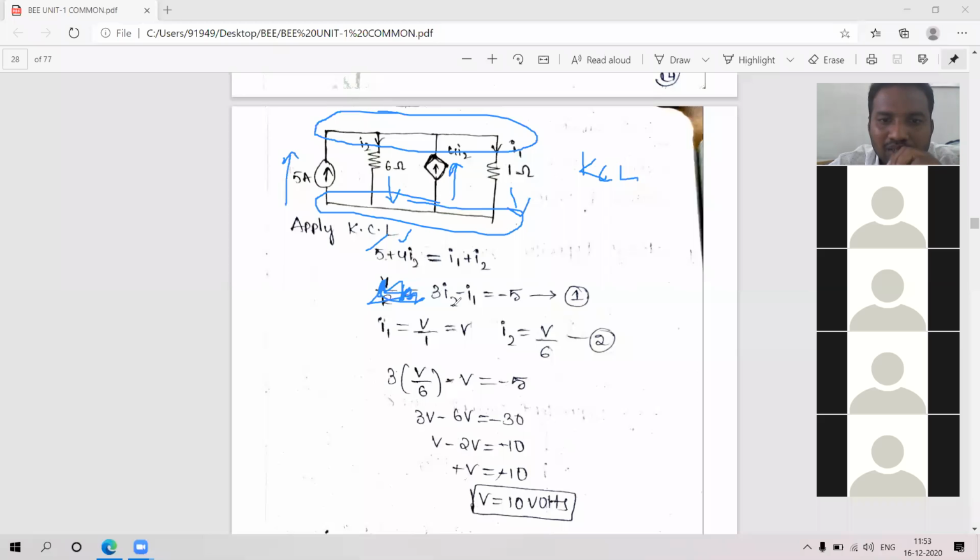Now 4I2 plus 5 on the left, and I1 plus I2 on the right. If I shift I2 to the LHS, 4I2 minus I2 is 3I2, and I1 shifted to the left side becomes minus I1. I'm writing current parameters on one side and constant parameters on the other. So this plus 5 becomes minus 5 on the right side. I got 3I2 minus I1 is equal to minus 5.